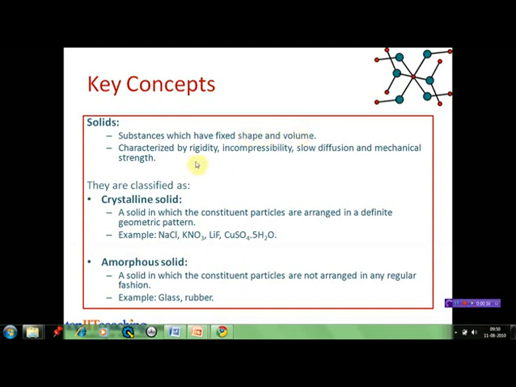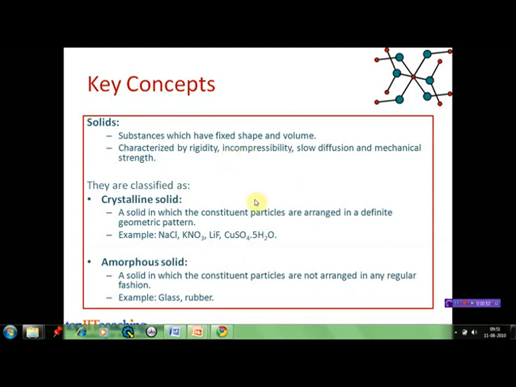Solids are also characterized by rigidity, incompressibility, slow diffusion and mechanical strength. Gases can be compressed to a great extent, whereas liquids can be compressed to some extent. Diffusion is fastest in case of gases.